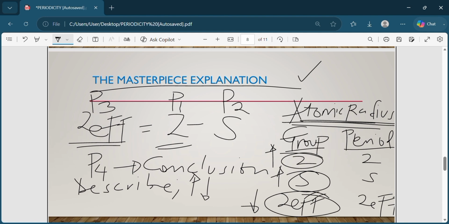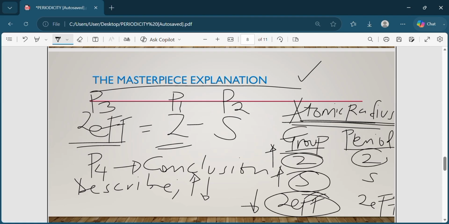Since you now know the definition, you have understood the definition of each atomic property, you know each offhand, and then you can relate using these three basic aspects that we're actually looking at. That is always what you're supposed to look at.